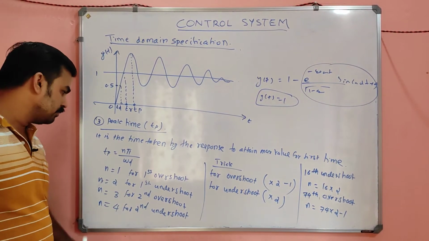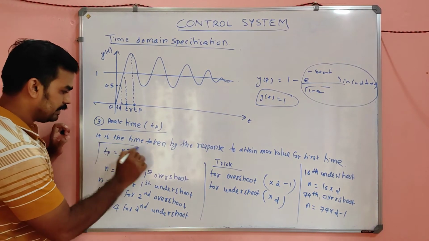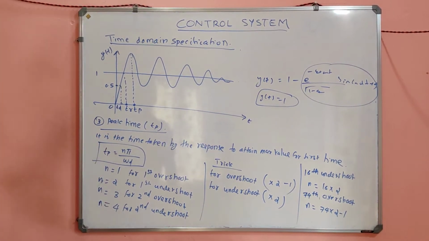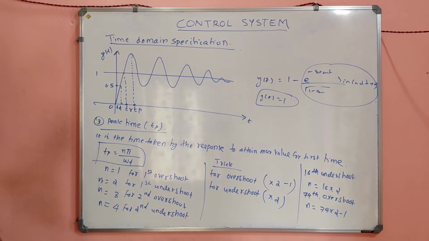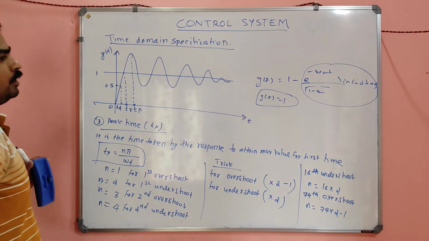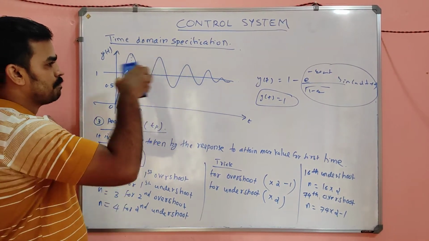So there is the equation n pi by omega d. All know this. This is the equation for peak time. Is that clear, my dears? You got this?